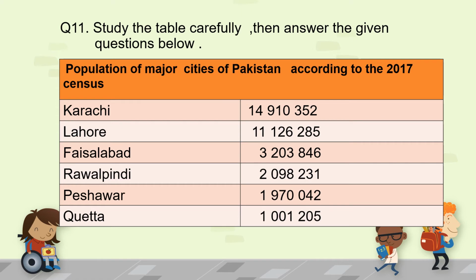Question number 11 is: study the table carefully, then answer the given questions below. This table is about the population of major cities of Pakistan according to the 2017 census. The population of the cities is given to you. Now we are going to solve the given questions.